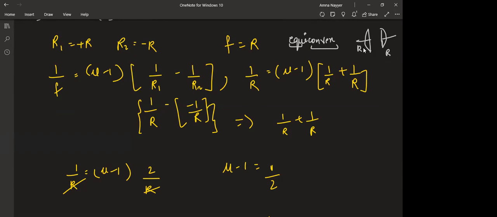Now, applying the sign convention, one will be positive and one will be negative. The one behind the optical center will be negative, and the one in front of it will be positive. That's how we have got this. And it is mentioned specifically in the question that focal length and radius of curvature are equal.